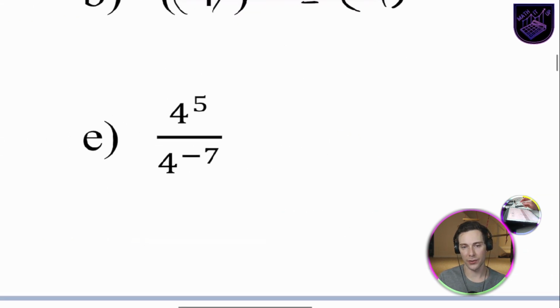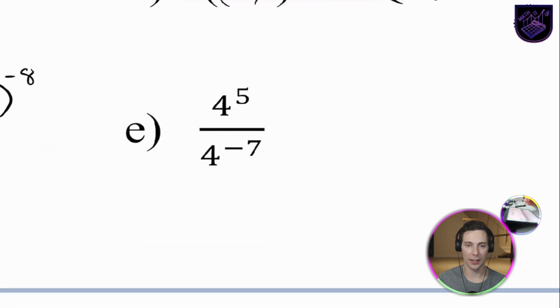And the next one is 4e, 4 to the power of 5 divided by 4 to the power of negative 7. This is the division law, and we're going to use integers to work these two numbers. When you subtract these two numbers, you're subtracting the exponents, and we're going to get an equivalent answer of 4 to the power of 12. I almost said negative 12 for some reason. 12.